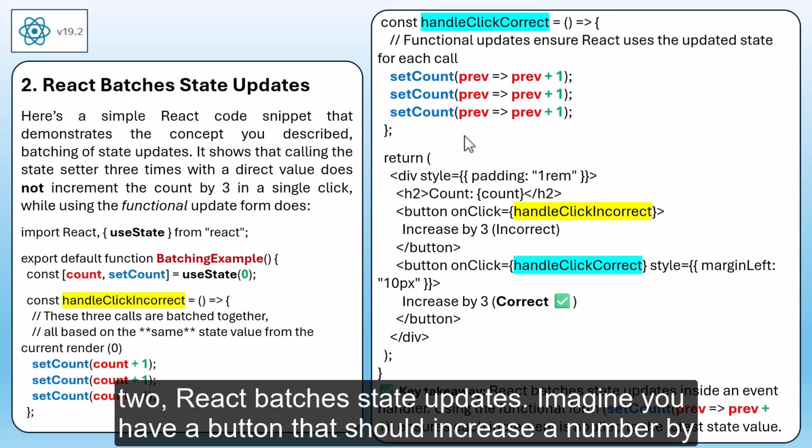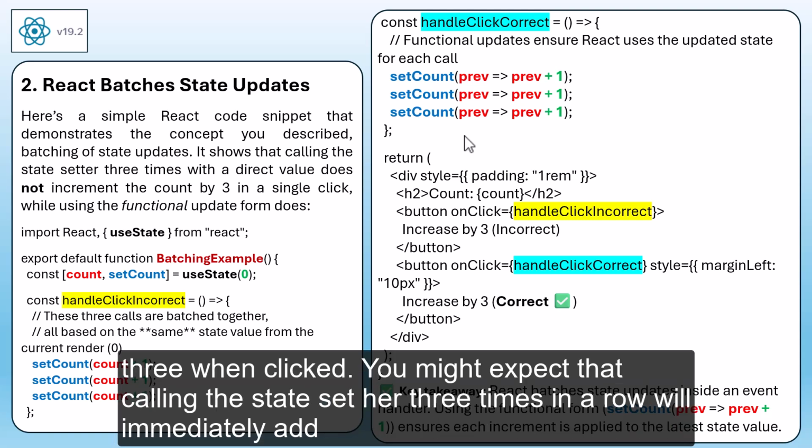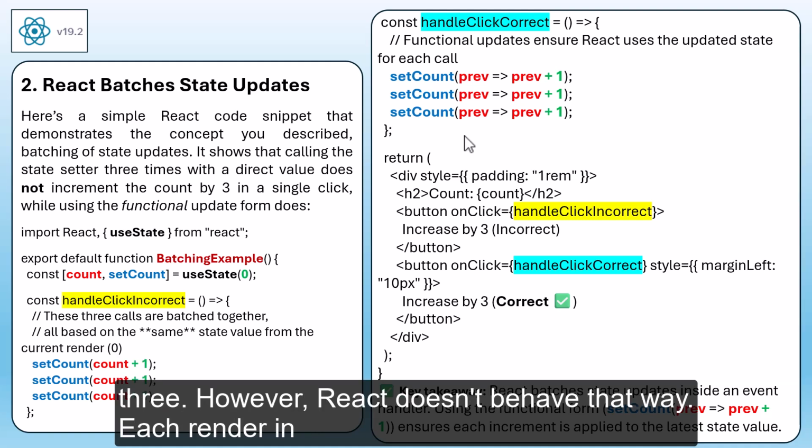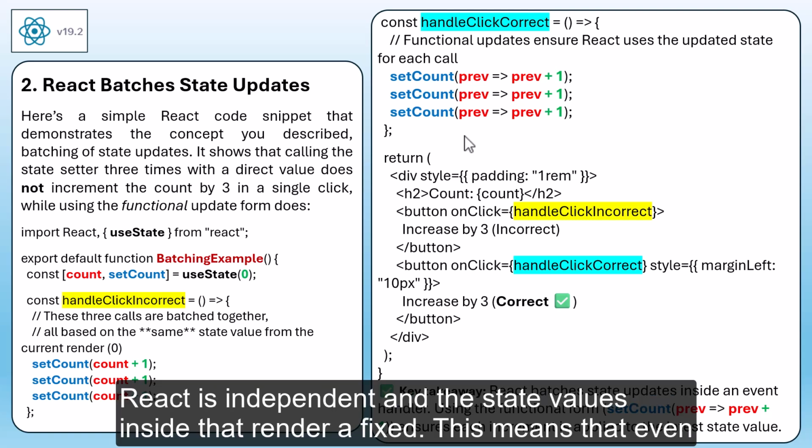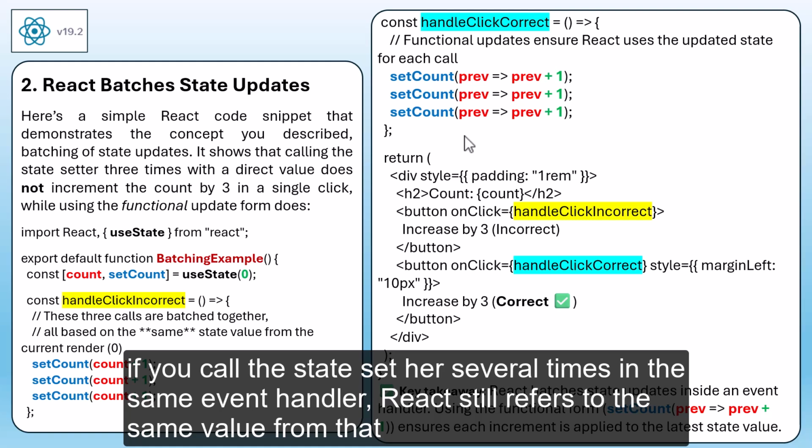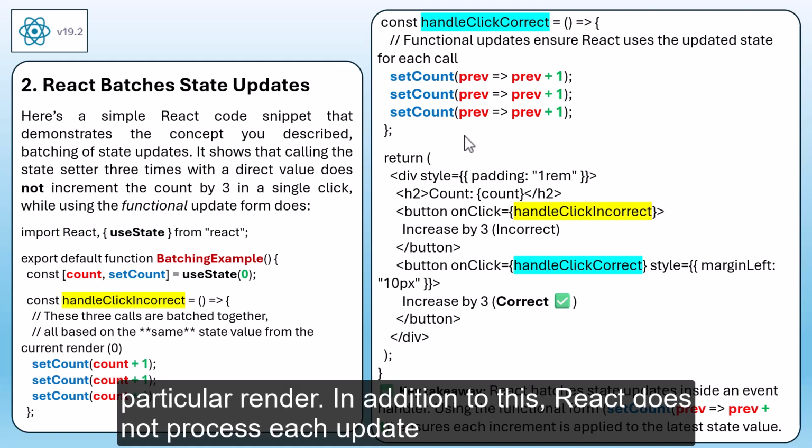2. React batches state updates. Imagine you have a button that should increase a number by 3 when clicked. You might expect that calling the state setter 3 times in a row will immediately add 3. However, React doesn't behave that way. Each render in React is independent, and the state values inside that render are fixed. This means that even if you call the state setter several times in the same event handler, React still refers to the same value from that particular render.